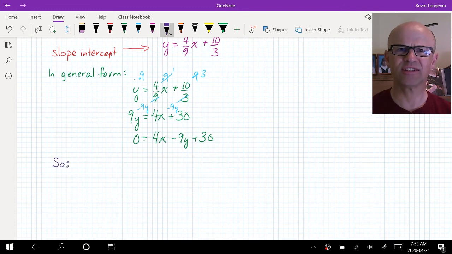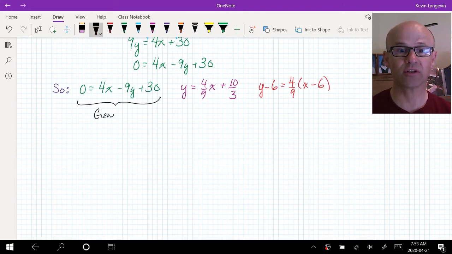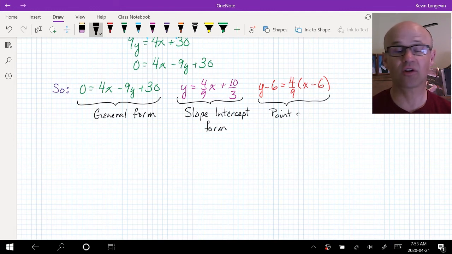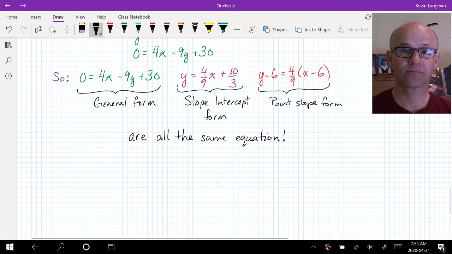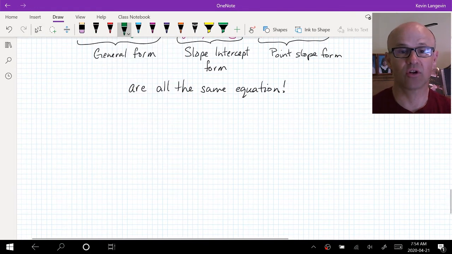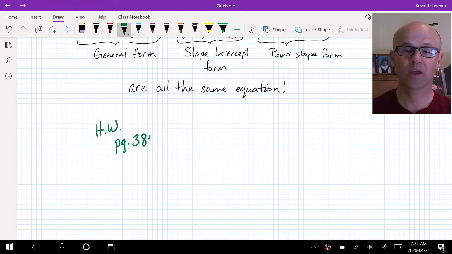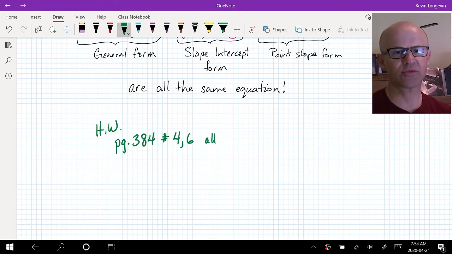So what I've effectively done is started with an equation and rewritten it in 3 different forms, and they're all exactly identical. These are all the same equation. I've got some homework for you on page 384.